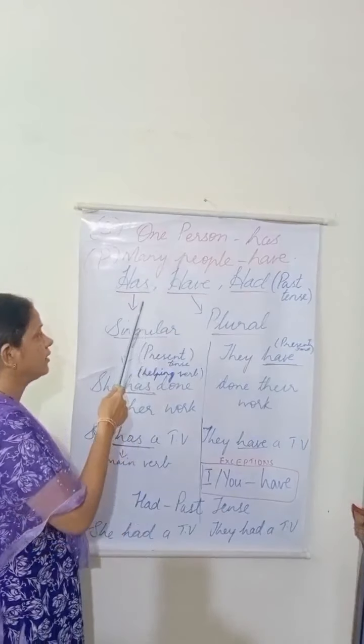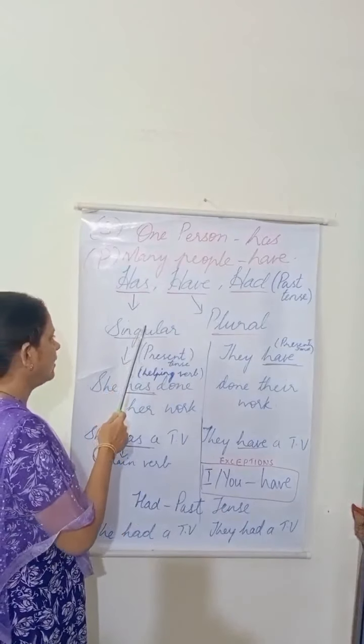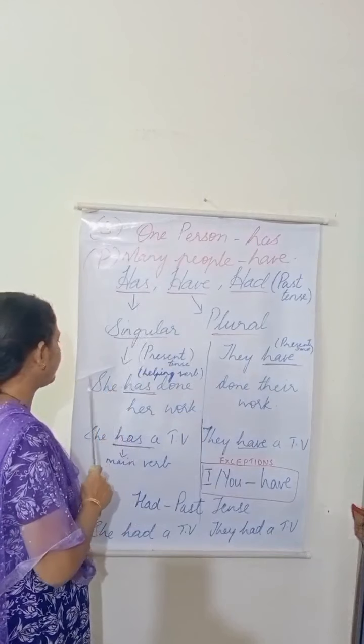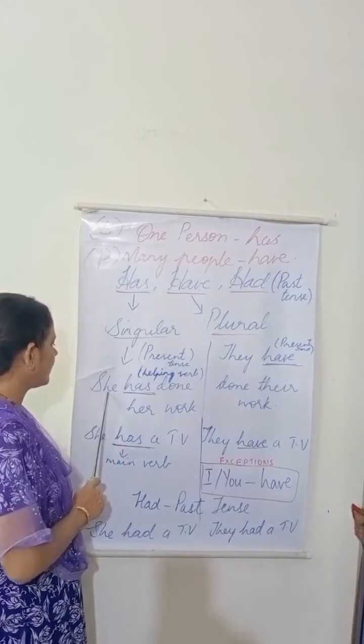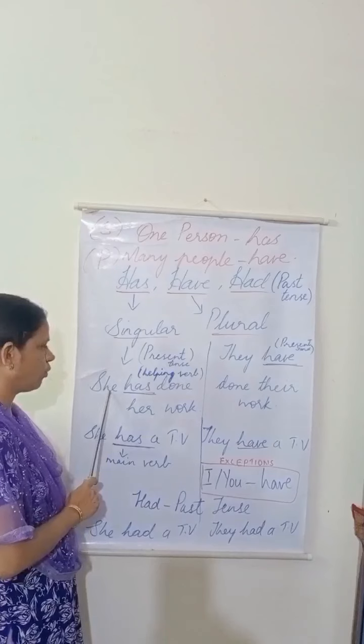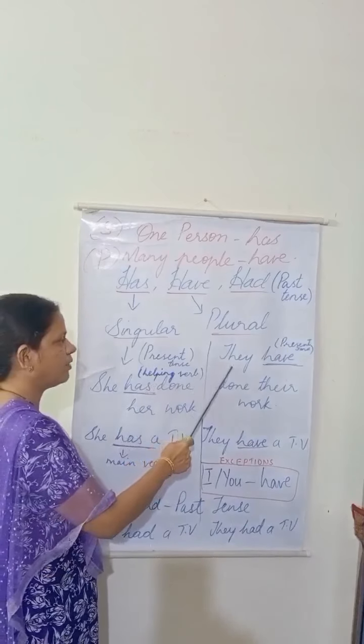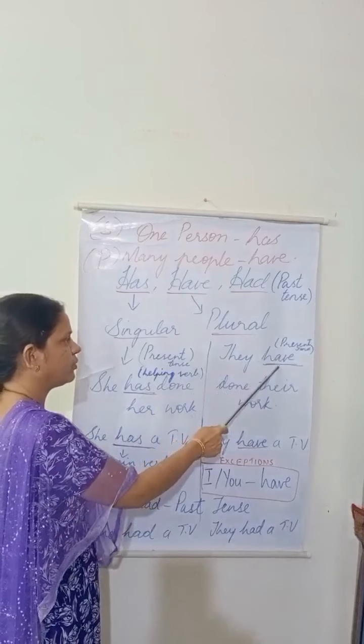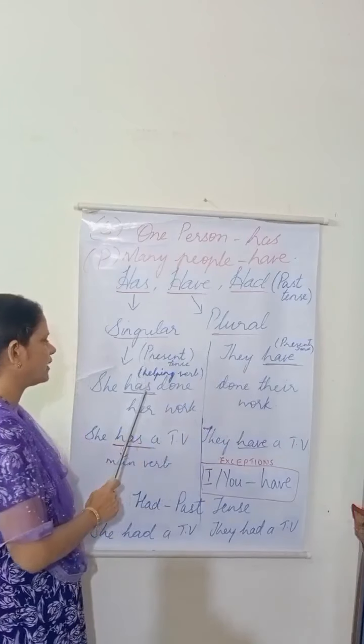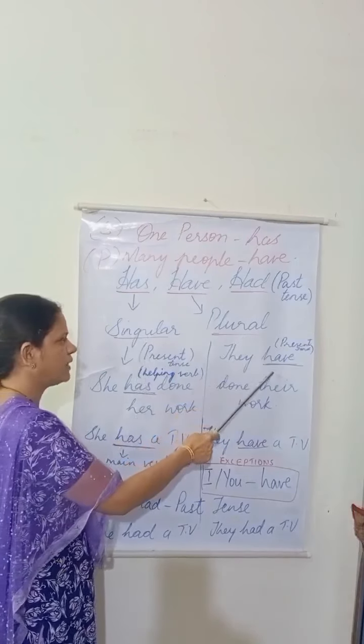You see, girls, you use has in the singular form when the subject is singular. If the subject is only one person or one thing, we use has. If it is many people or many things, we use have. So the singular form is has and the plural form is have.